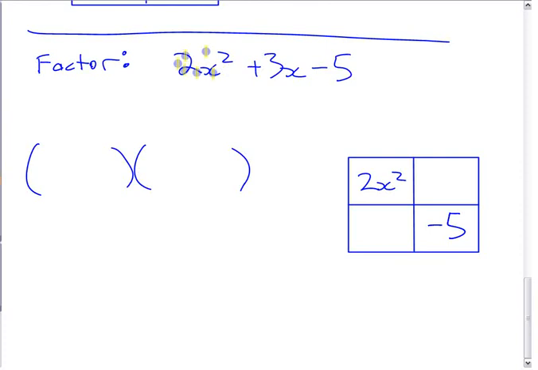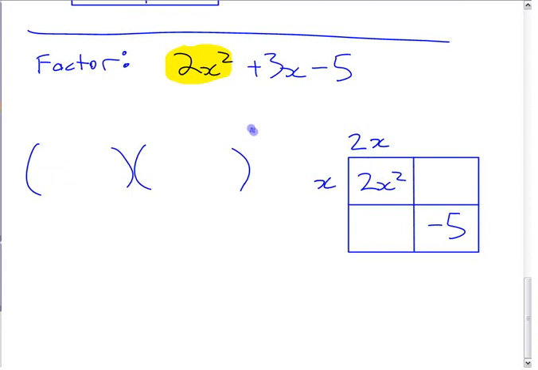Why is it harder when the first term's not just x squared? Why is it harder? We're trying to come up with this. You got to listen, okay? Is it just x and x if that's 2x squared? No. What does one of them have to be? One of them has to be 2x. That's the only way. 2x and x.